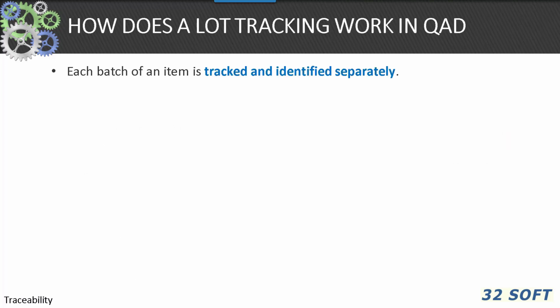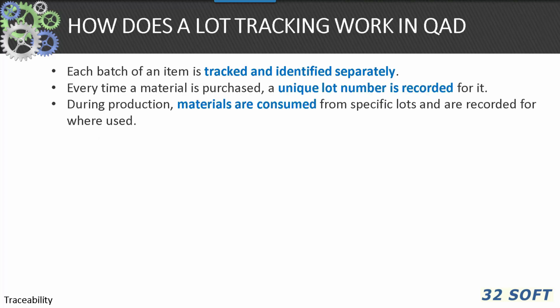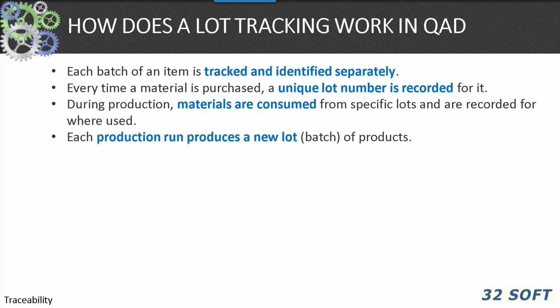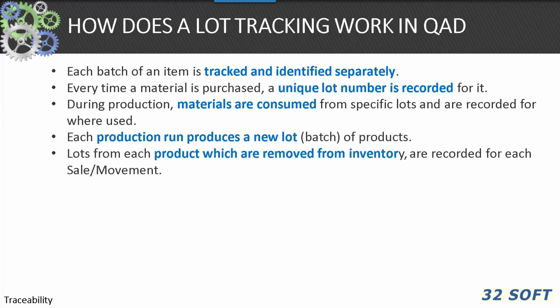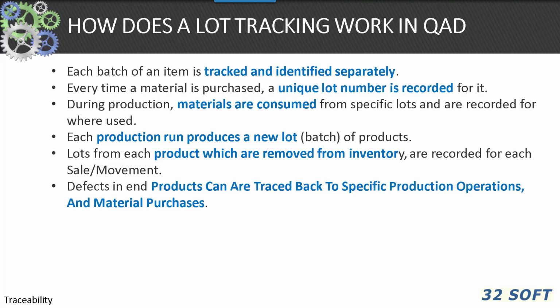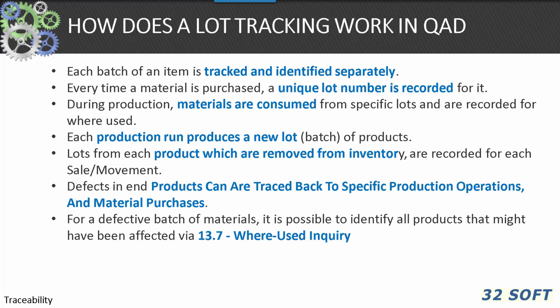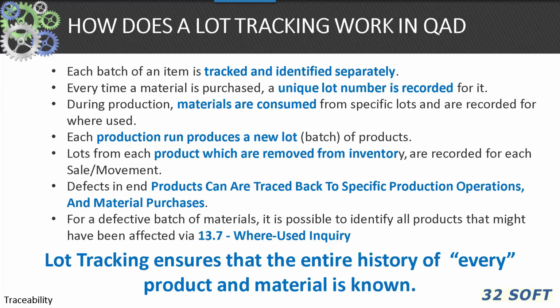So how does lot tracking work in QAD? Well, first of all, every part is tracked and identified separately. Unique identifiers. When you issue to production, you've got record of what was issued. Each production lot has its own lot number. Every time it's moved from sales, you can trace product. You can use the where used functionality. And basically, lot tracking ensures that the entire history of every part number and product is known.